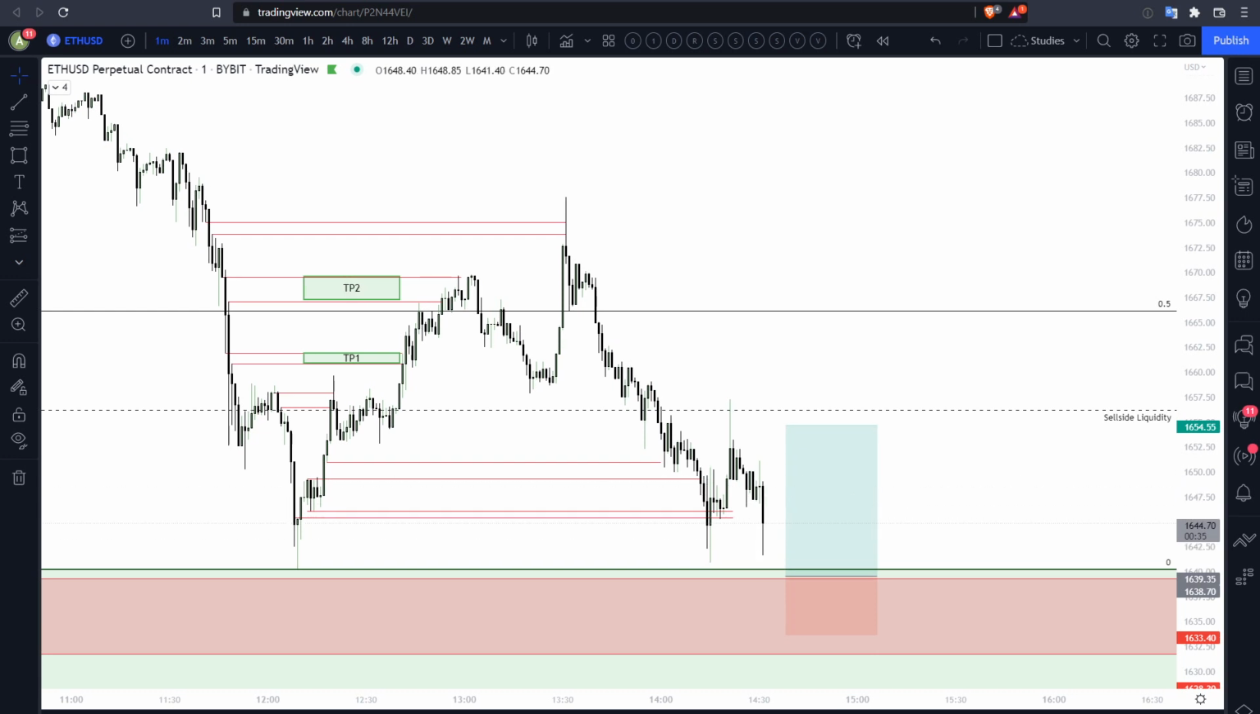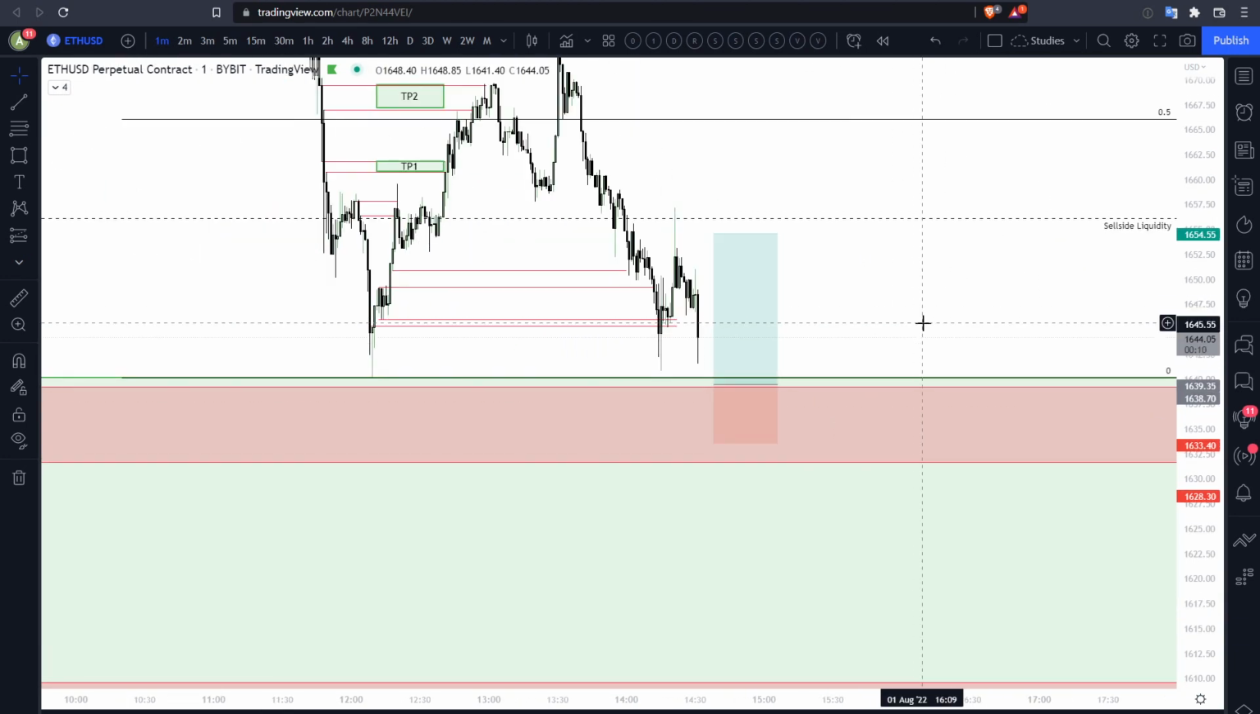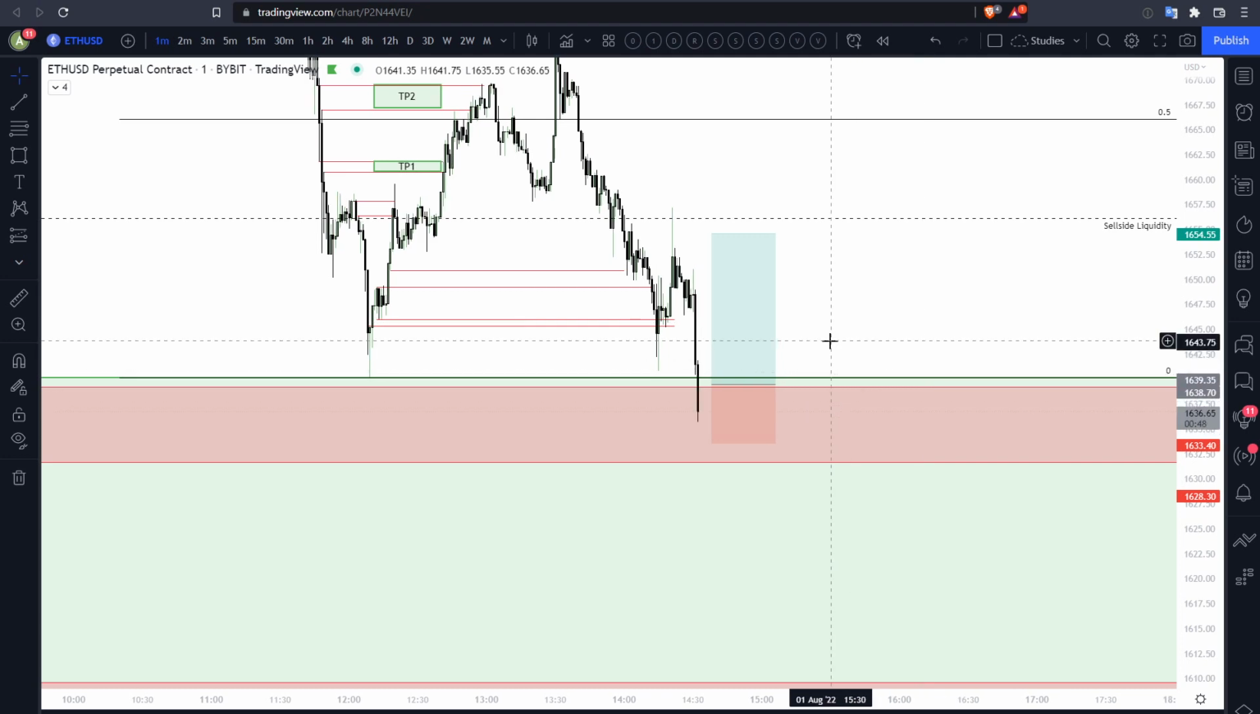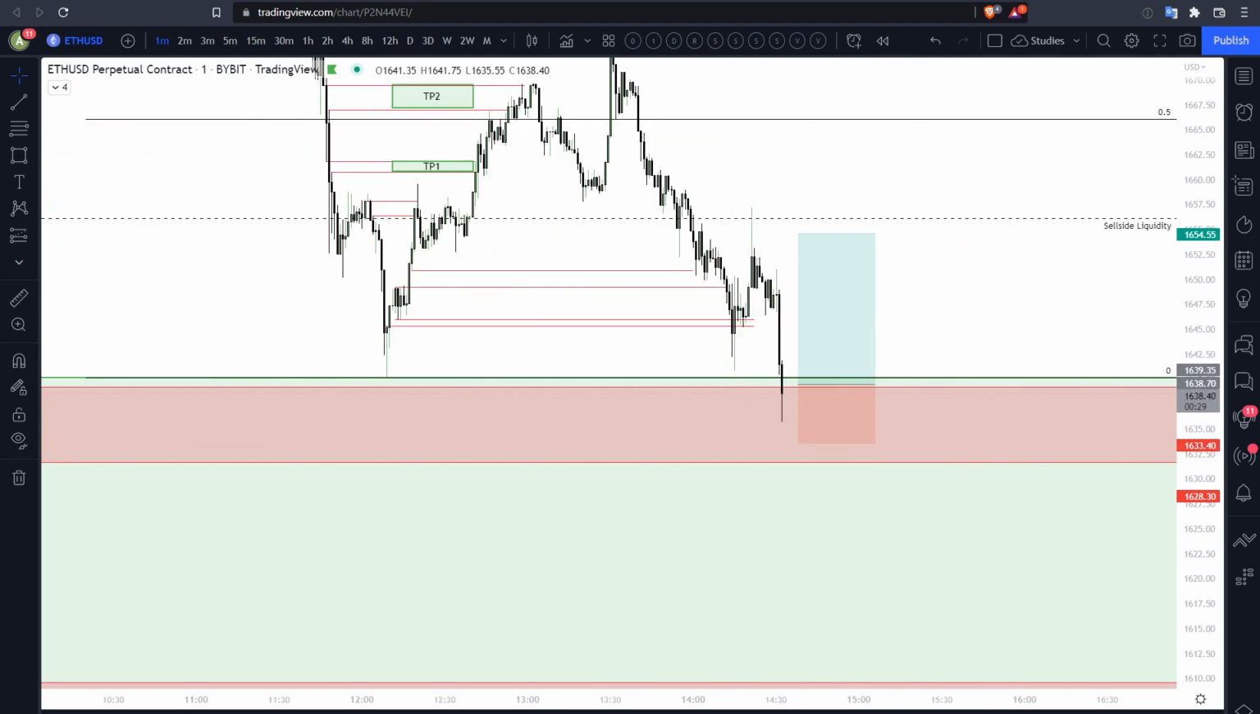Okay, looks like it's reaching for that liquidity below these two bottoms. Let's see if it bounces from there or if it just continues straight down. On my other screen I'm observing the Bitcoin chart, and on Bitcoin we still didn't take out this low, so perhaps we're still gonna go down lower.